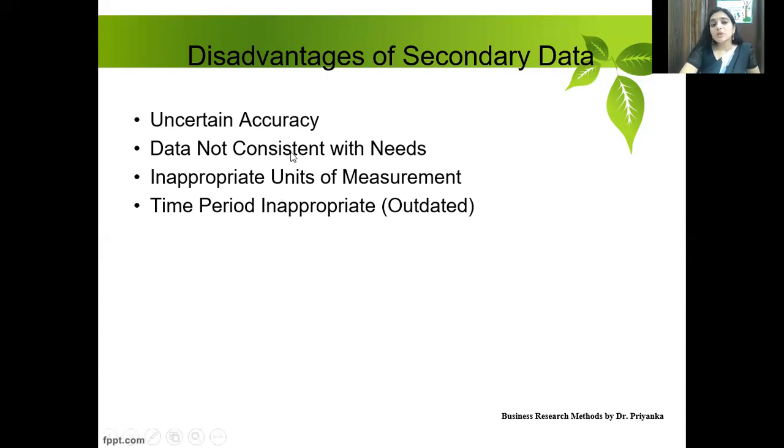Then data not consistent with needs. Sometimes you might be interested in checking some other human aspect and somebody else has checked some other human aspect. So that is how it is not consistent sometimes with your needs. Then if inappropriate units of measurement, maybe you wanted to measure something on the scale of 10, but somebody else has done that on the scale of 3 only. Then there are actually less measurements available, so that might not be appropriate for your study now.